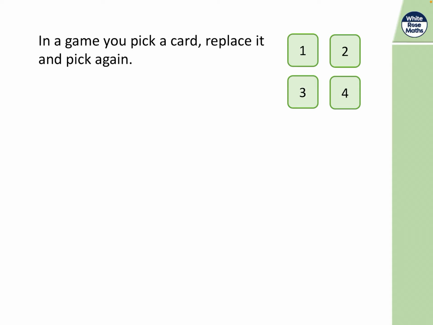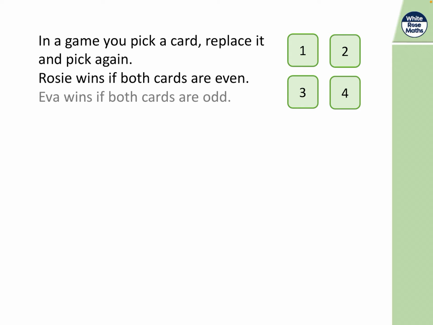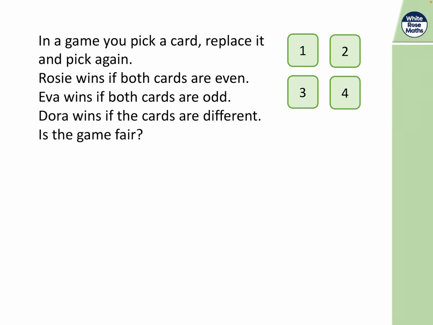In a game, you pick a card, replace it. Again, it's only important that we replace it so that the probabilities stay the same. And then we pick again. Rosie wins if both cards are even. Eva wins if both cards are odd. Dora wins if the cards are different. Is the game fair? So to work this out, we need to work out the probability that each of them have of winning.